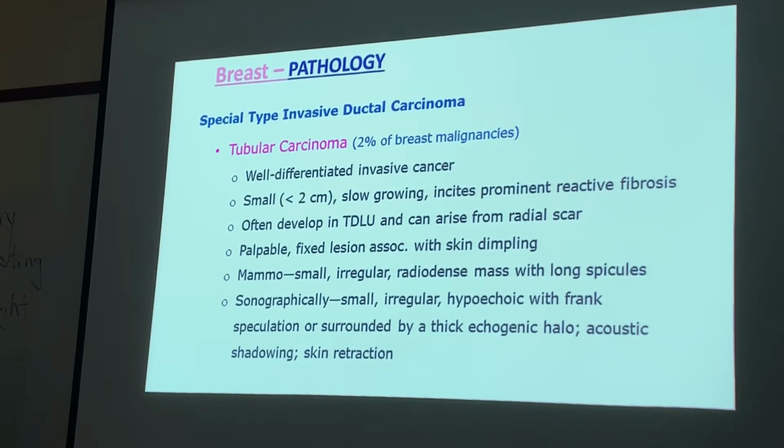Okay. So our last and final special type of invasive ductal carcinoma would be tubular carcinoma, and that occurs in 2% of breast malignancies. It's a well differentiated invasive cancer. It's very small, less than 2 centimeters, slow growing, incites prominent reactive fibrosis, often develops in the TDLU and can arise from a radial scar. Palpable fixed lesion associated with skin dimpling. And on mammogram, it appears as a small, irregular, radial dense mass with long spicules.